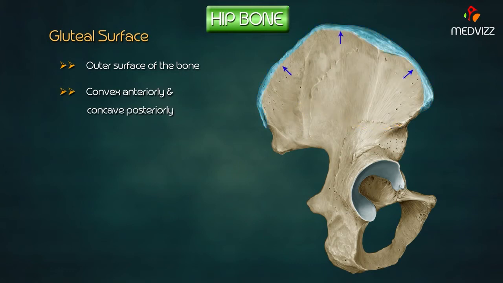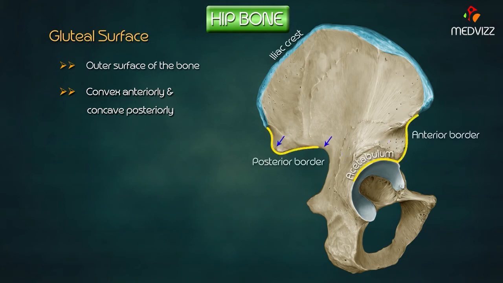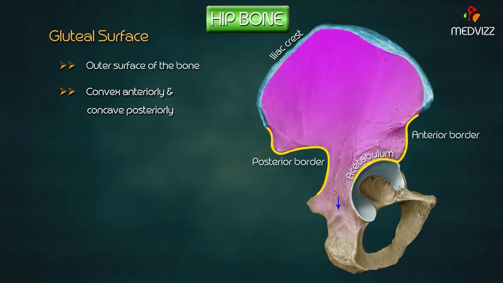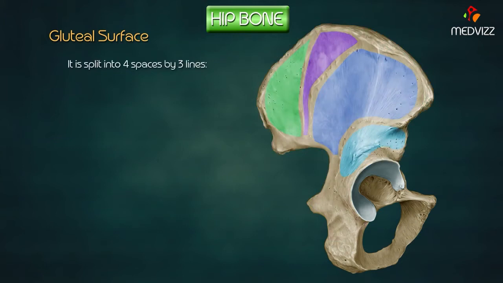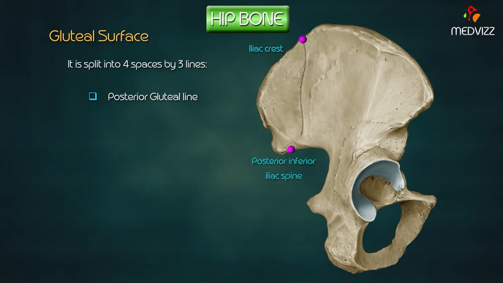This surface is bounded above by the iliac crest, below by the upper border of acetabulum, in front by the anterior border, and behind by the posterior border. It becomes continuous with the posterior surface of the ischium behind the acetabulum. It is split into 4 spaces by 3 lines. Posterior gluteal line. It is the shortest line which extends from the outer lip of the iliac crest 5 centimeters anterior to the posterior superior iliac spine till a point right in front of the posterior inferior iliac spine.